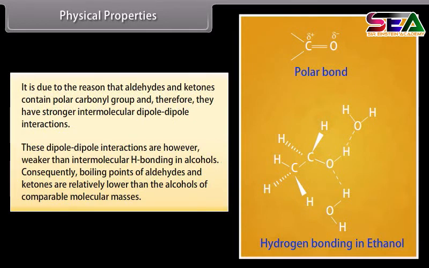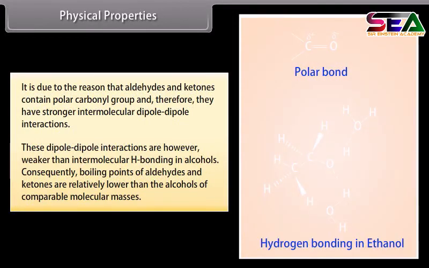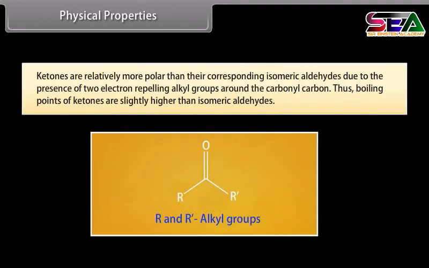Consequently, boiling points of aldehydes and ketones are relatively lower than the alcohols of comparable molecular masses. Ketones are relatively more polar than their corresponding isomeric aldehydes due to the presence of two electron-repelling alkyl groups around the carbonyl carbon. Thus, boiling points of ketones are slightly higher than isomeric aldehydes.